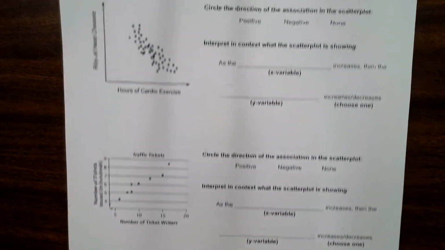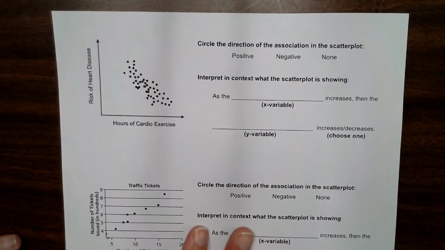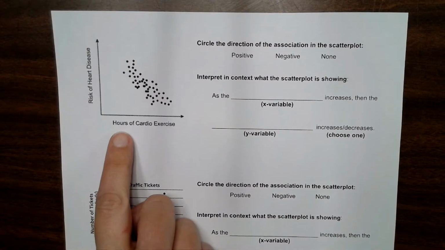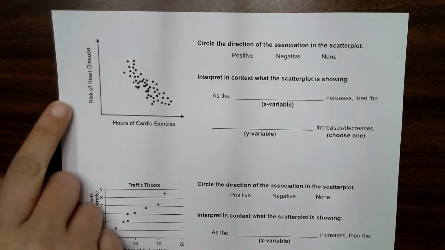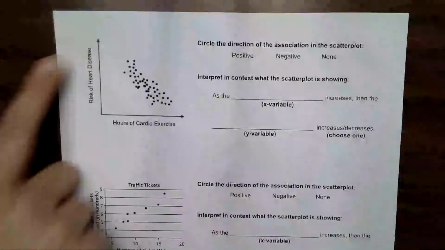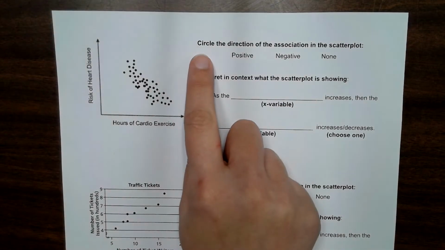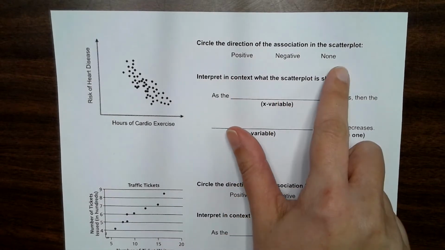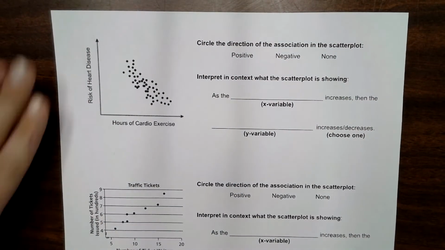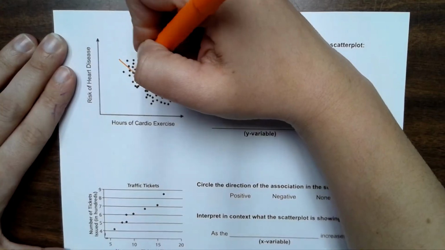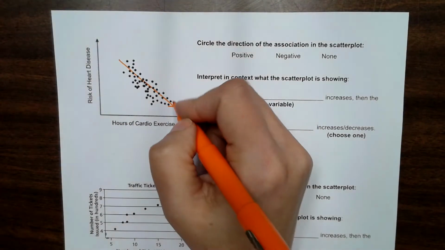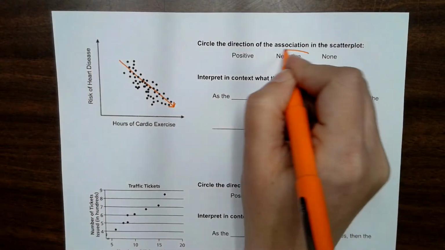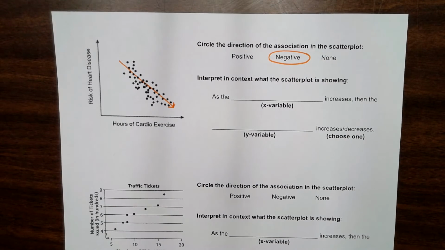So let's practice this. For this problem, it looks like we're trying to determine if there is a relationship between the hours of cardio exercise and the risk of heart disease. Based on this graph, we want to choose whether the direction of the association is positive, negative, or none. If I look at this graph, it looks to me like these points are generally following a downhill pattern. Given that that's the pattern that I see, I would say that this relationship has a negative association.